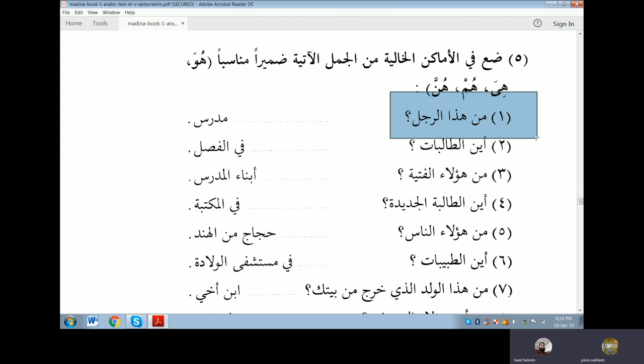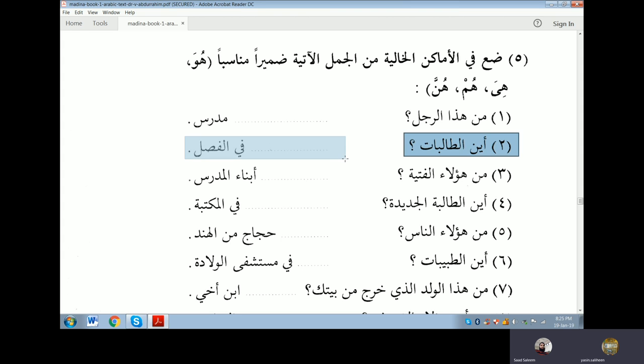Read this. Men haza al-rajlu? Rajlu. Okay, and who is this man? Haza is used for one person only. Who is Mudarris? Mudarris, correct. Talibatu. Hunna fil fasli. Yes, hunna fil fasli, correct. There's one here. Men haula il fityatu? Fityatu. Okay.